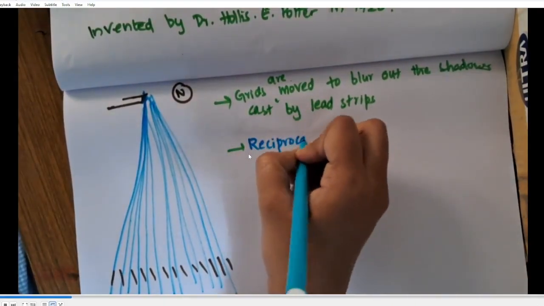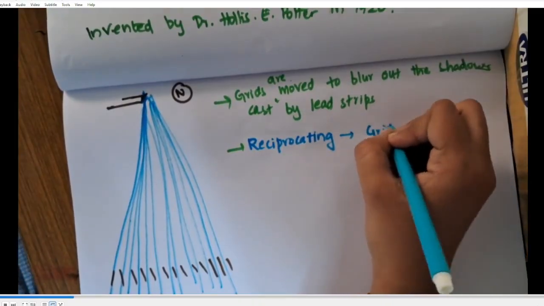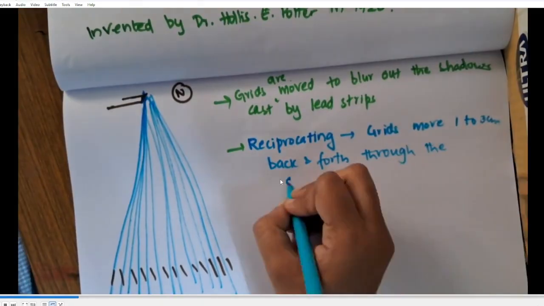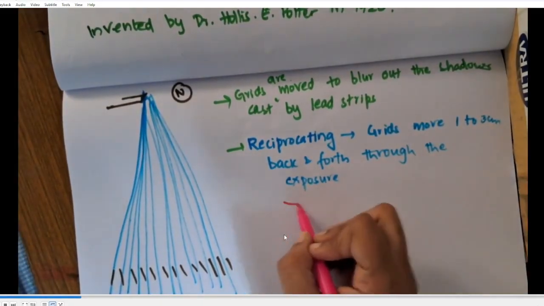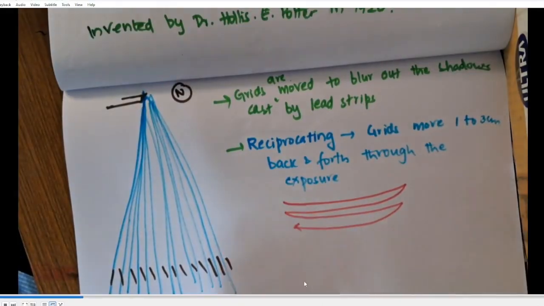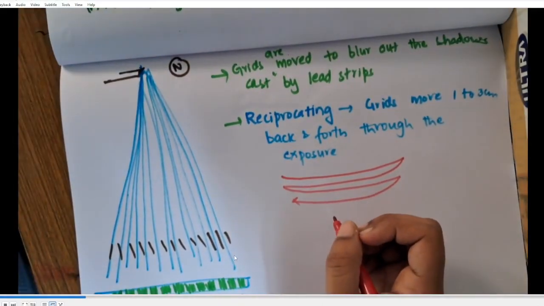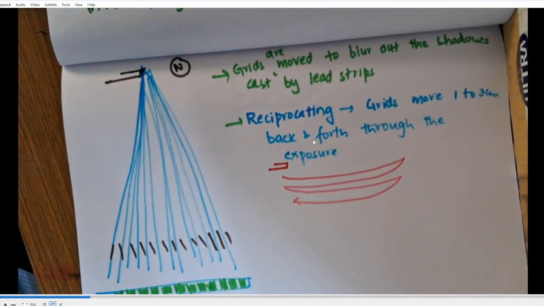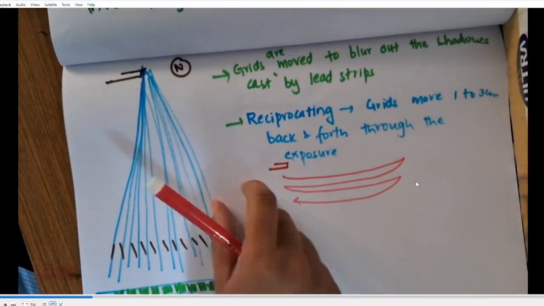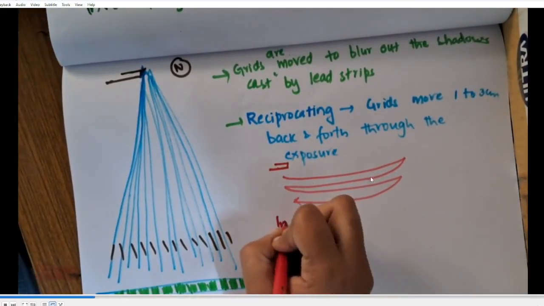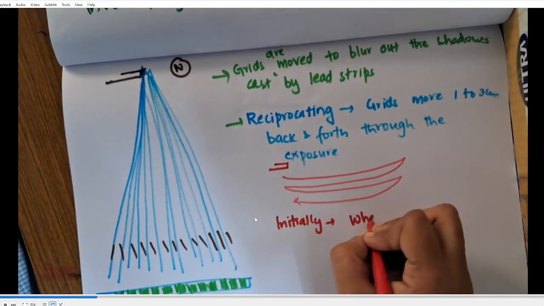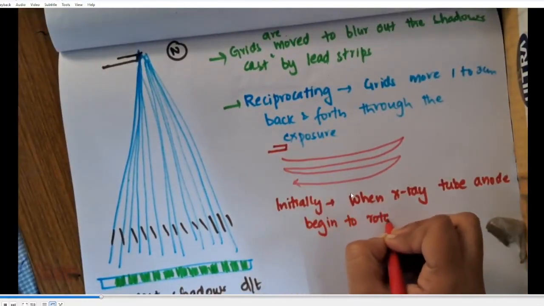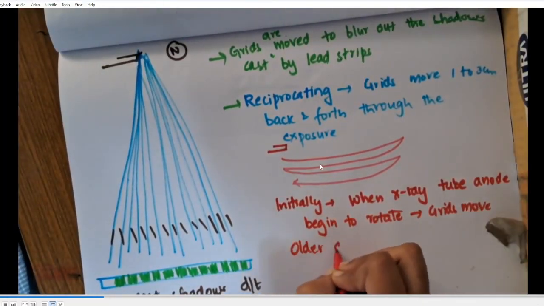Most moving grids are reciprocating, which means that they move continuously 1 to 3 centimeters back and forth throughout the exposure, like a pendulum. They start moving when the X-ray tube anode begins to rotate. They move from one direction to another direction.